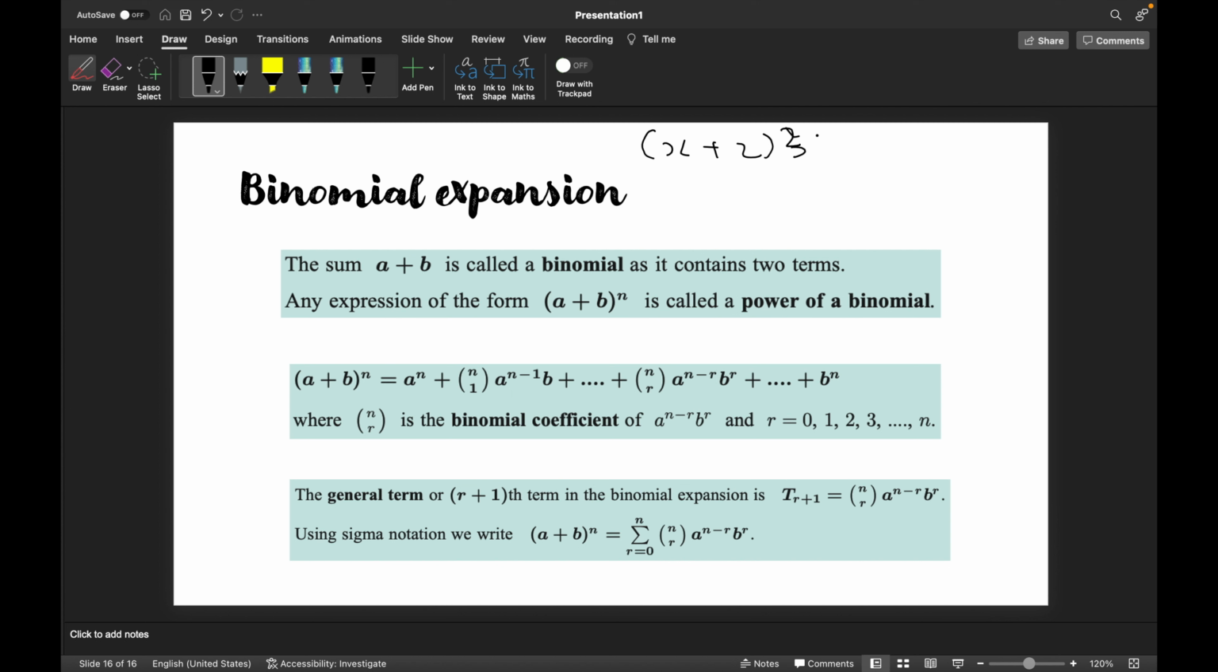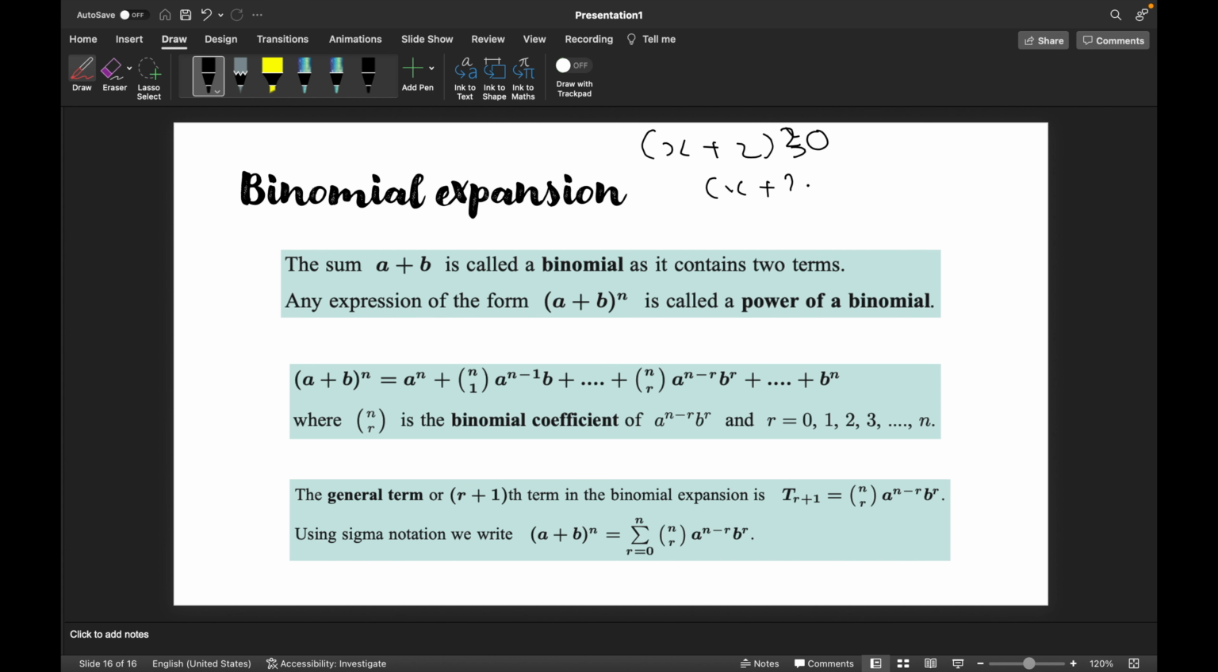But imagine it's to the power of 30. Won't it be really tedious? And therefore, people have derived a formula to expand this without having to multiply every single term. And also, you'll get it in ascending or descending order, which is also very convenient. So you won't have to always add the like terms.